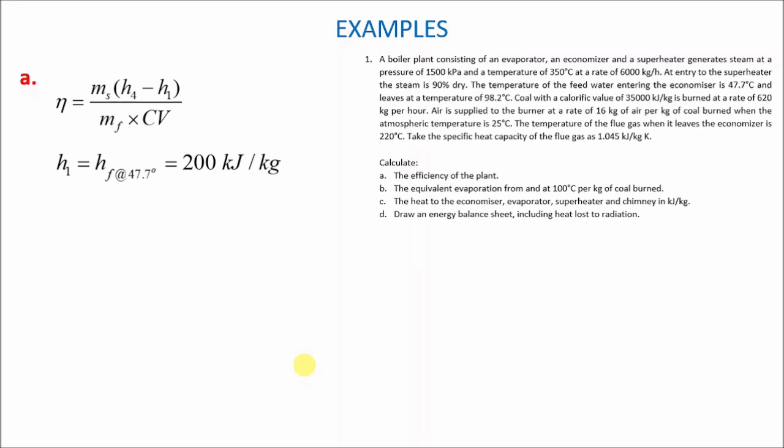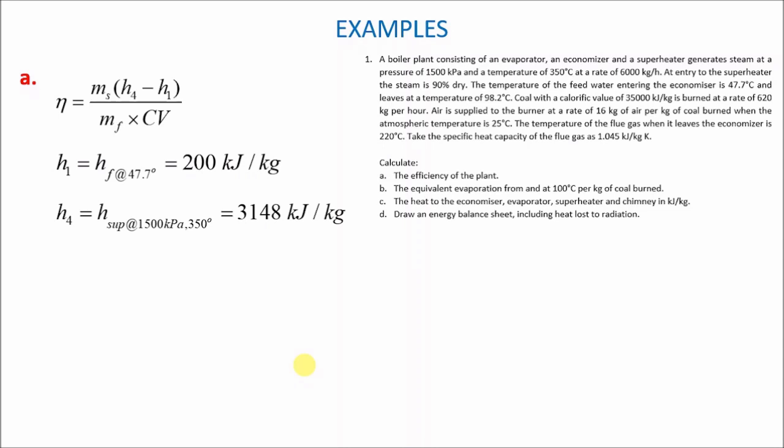Okay, and so if you read HF at 47.7 degrees, it's 200 kilojoules per kg. Okay, H4, we will also find it. In this particular question, you will see that we are not given a CP value for superheated steam. And I said earlier, if you are looking for H4, which is an HSAP, and you are not given a CP value for superheated steam, then you do not have a choice but to read it directly from the steam tables.